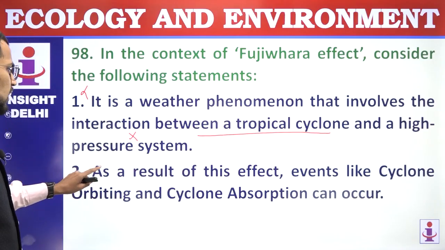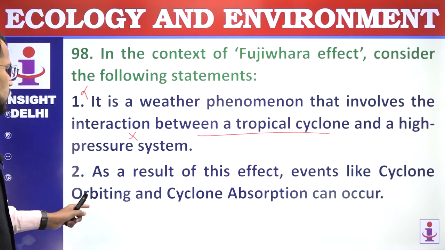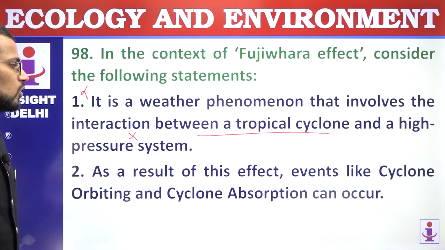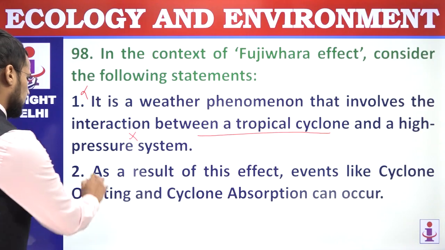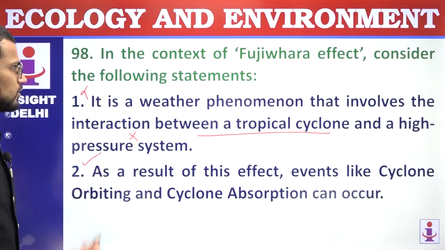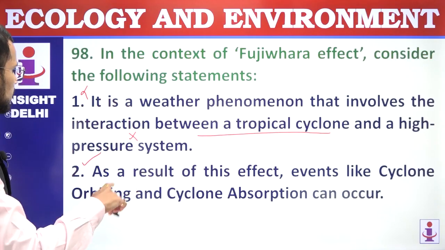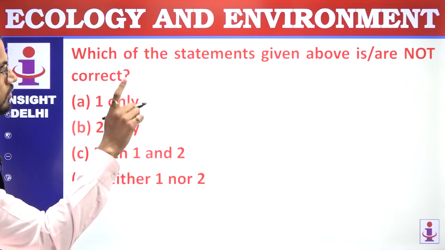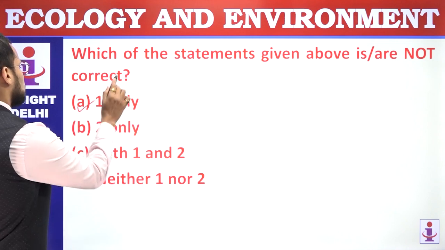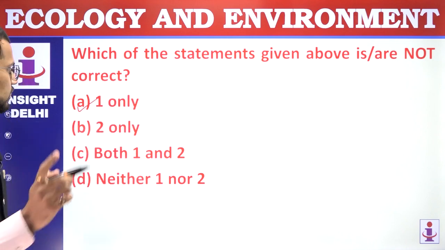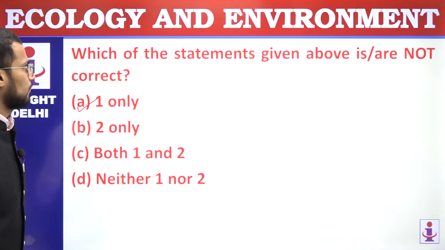Second, as a result of this effect, events like cyclone orbiting and cyclone absorption can occur, right? So this is one of the correct statements regarding Fujiwara effect. First statement is not correct, second is correct. We are supposed to find out statements which are not correct. Answer is A, 1 only, because statement 1 is not correct.